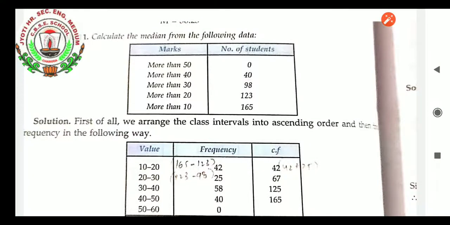Today we will continue the median of continuous series, as I already introduced you. In a simple class interval we have calculated the median, then we proceeded to exclusive series, and then inclusive series conversion to exclusive series and calculation of median. Today we will take one more type of question, the more than type, and we will calculate the median.